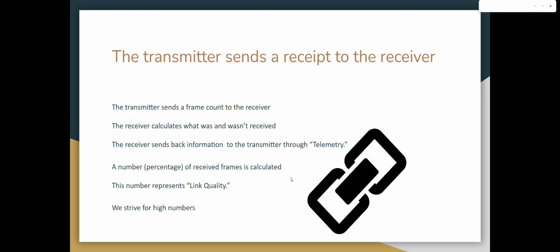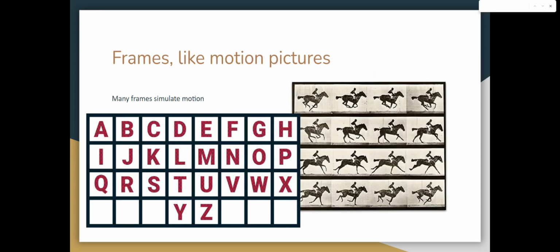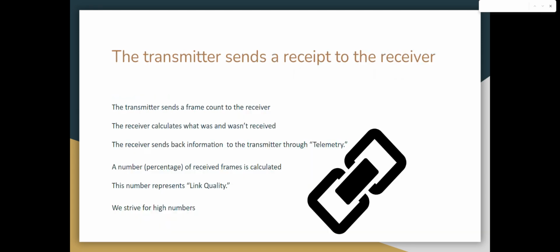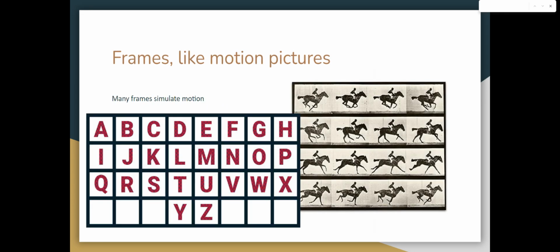So what we try to do is strive for higher numbers. And once again, I hope that here we go. I'm going to use an example. This is a famous series of photographs that were put together to create the illusion of a horse running. So this is from the 1800s.